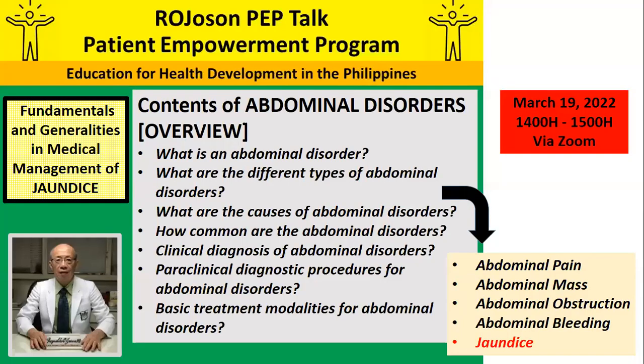Last March 19, 2022, we started with the disorder course on abdominal disorders. So I started with the abdominal disorders overview, in which I mentioned about 5 common abdominal disorders, namely abdominal pain, abdominal mass, abdominal obstruction, abdominal bleeding, and jaundice. We have tackled the four pep talks on pain, mass, obstruction, bleeding. So today we will tackle jaundice.